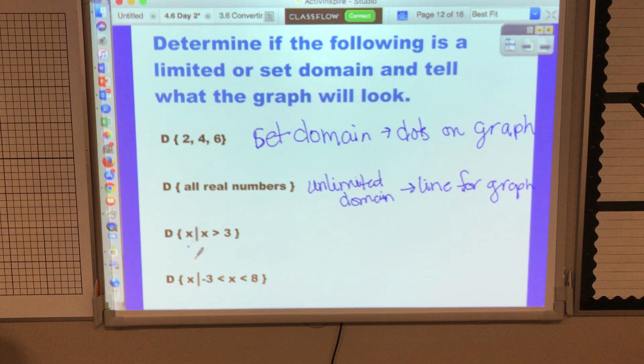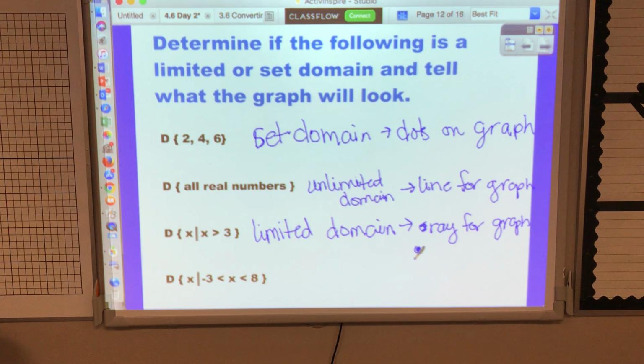For this one, they're saying x has to be greater than 3, so this again is a limited or set, either word you want to use. And since this one's only going in one direction, our graph would be a ray. And if you want to be more specific, since x has to be bigger than 3, it would actually have a dot at 3, and then it would keep going up. Remember that would be on your x-axis.